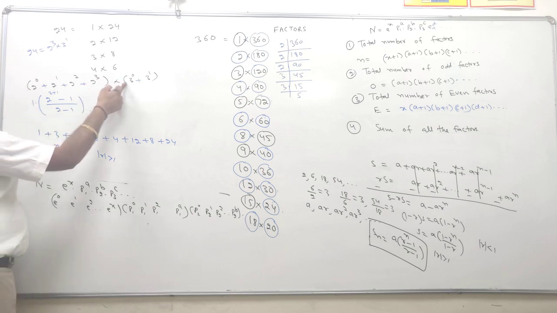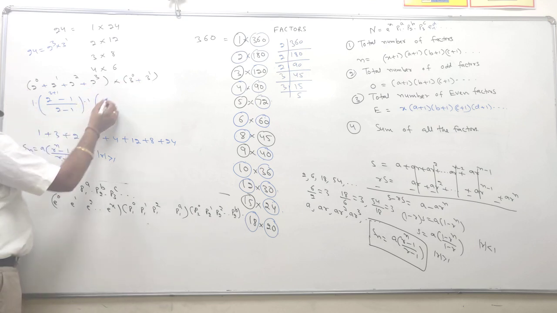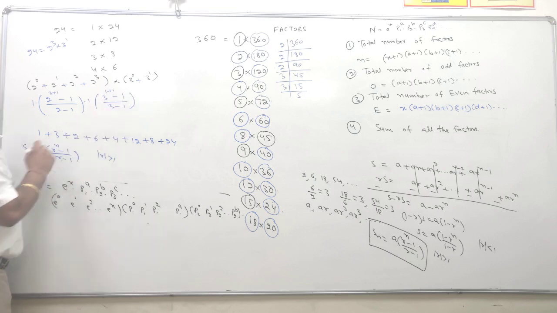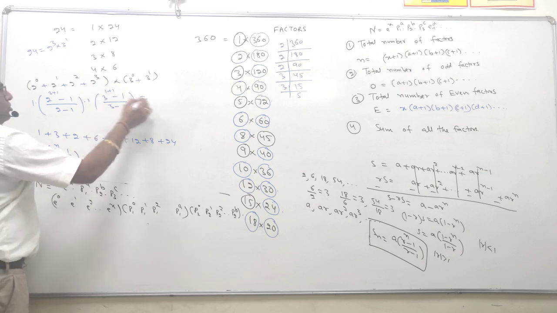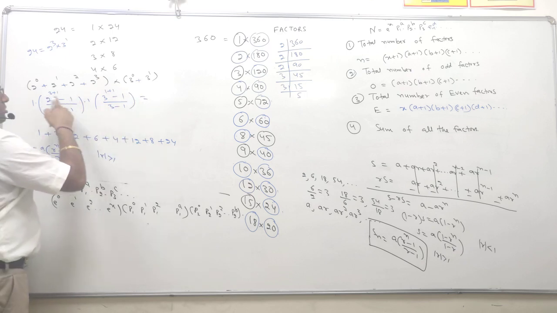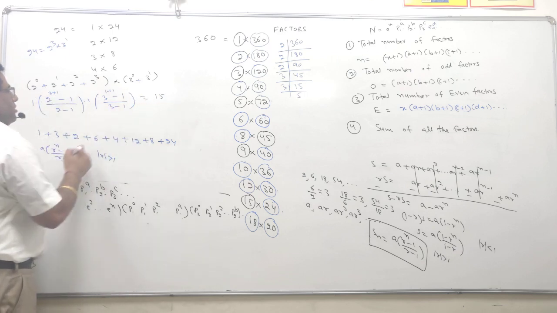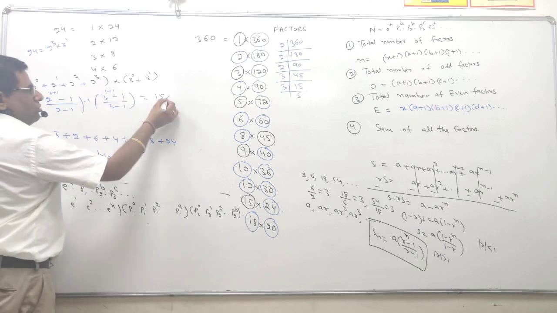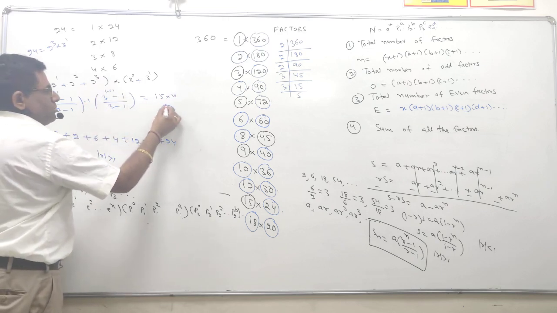Another case, first term is again 1. The common ratio is 3. So (3 raised to power 1 plus 1 minus 1) upon 3 minus 1. That is, the sum of all the factors is given to be equal to 2 raised to power 4 minus 1, 16 minus 1, 15. This is 3 square, 9, 9 minus 1, 8. 8 upon 2, that is 4. Sum of all the factors comes out to be 60.